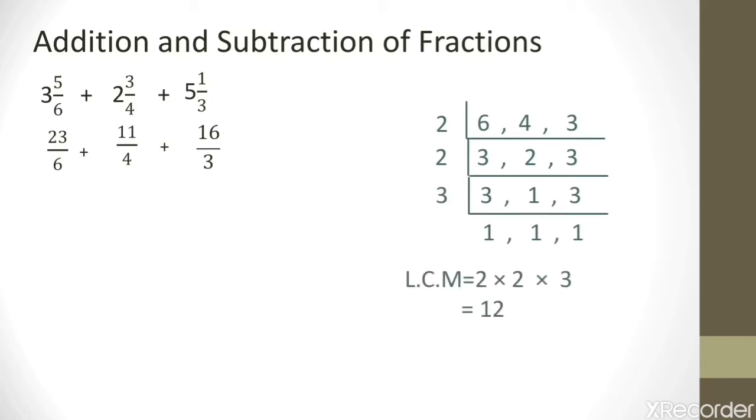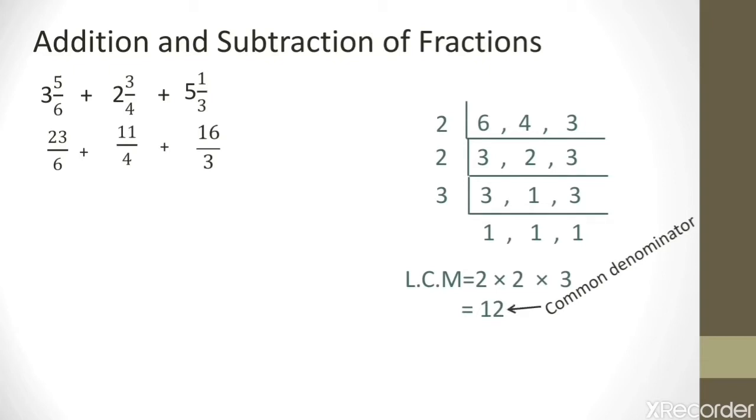Likewise, when you find the LCM, you have to multiply the numbers which you have used to divide those numbers, like 2 into 2 into 3. Then we have to multiply those numbers. Then you will receive the LCM of those denominators. This LCM is known as the common denominator here.